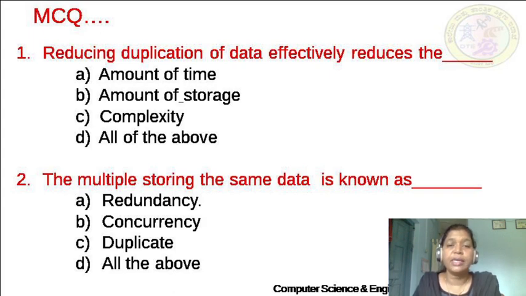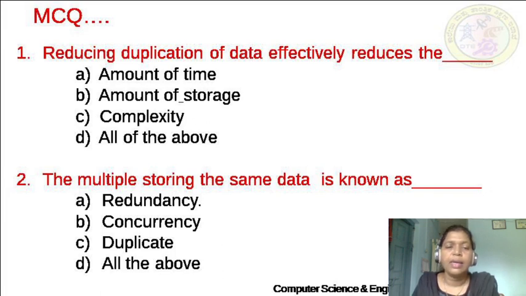Reducing duplication of data effectively reduces what? Amount of time, amount of storage, complexity. Which is the correct answer? All the above, right? If I reduce the duplicate data, that is redundancy, it will save my time, it will save my storage, and also it will reduce the complexity, isn't it?